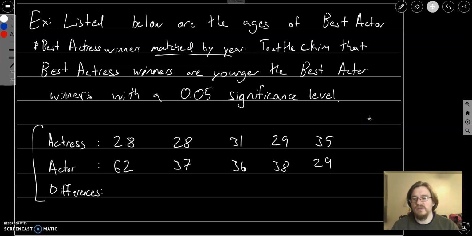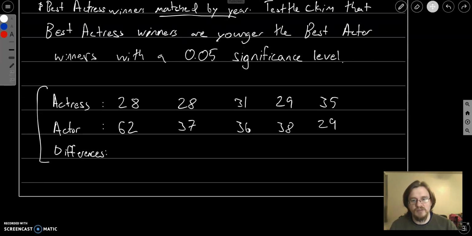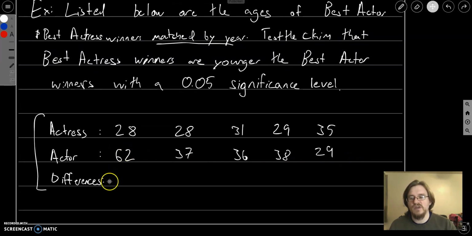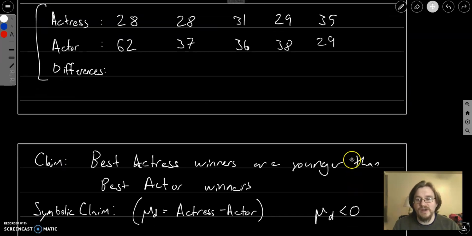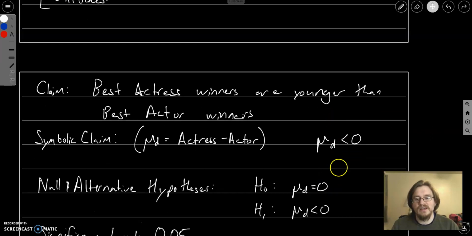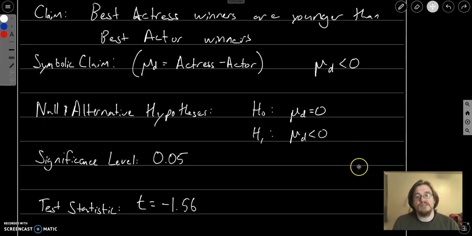Hello and welcome back. We'll continue to look at this question, seeing if Best Actress winners are younger than Best Actor winners on average. And we approach this in the same way that we usually do. What we're doing is comparing the differences and seeing if these differences are going to be on average equal to 0, or if they will be negative or positive, meaning that the actresses will be younger or older than the actors.